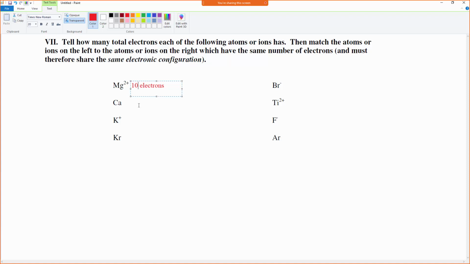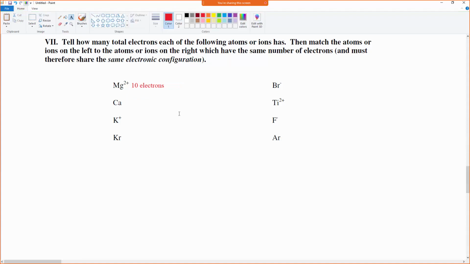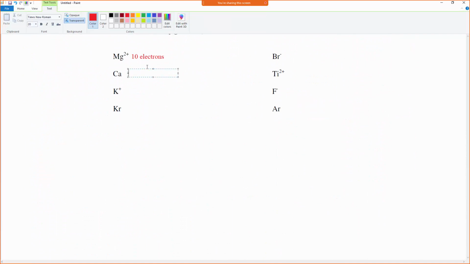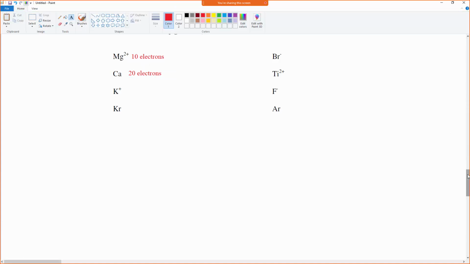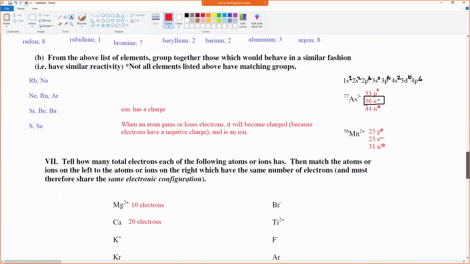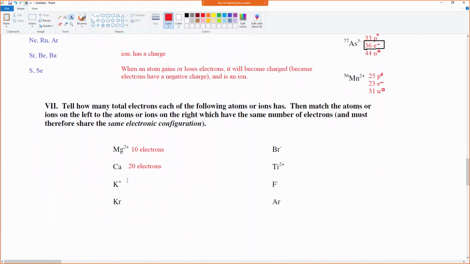All right. Excellent. Okay. Calcium. This does not have a charge, so we can just look it up, right? Calcium is 20 electrons. All right, potassium with a 1 plus. Potassium typically has 19, so with a 1 plus, it's going to be 18. Excellent.